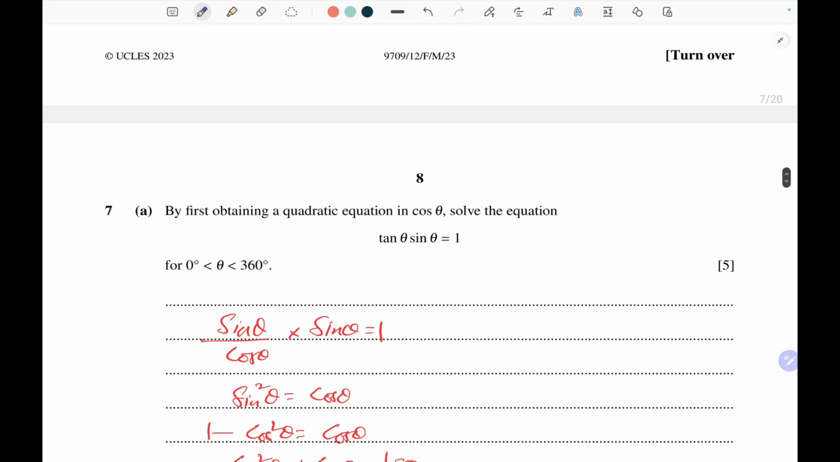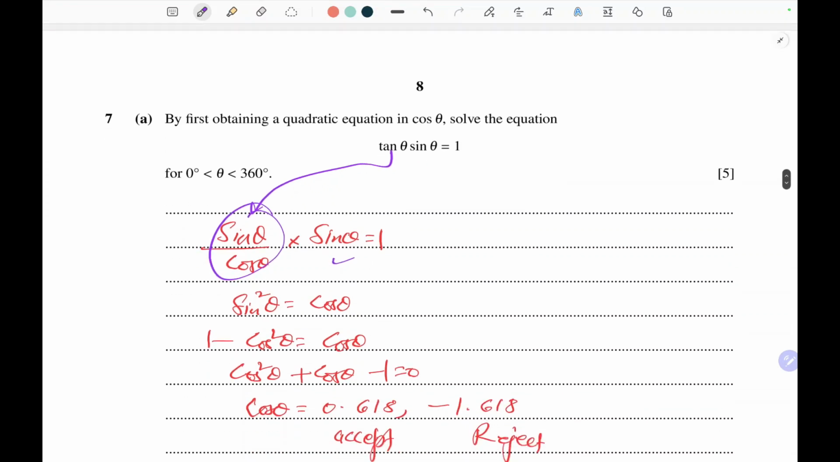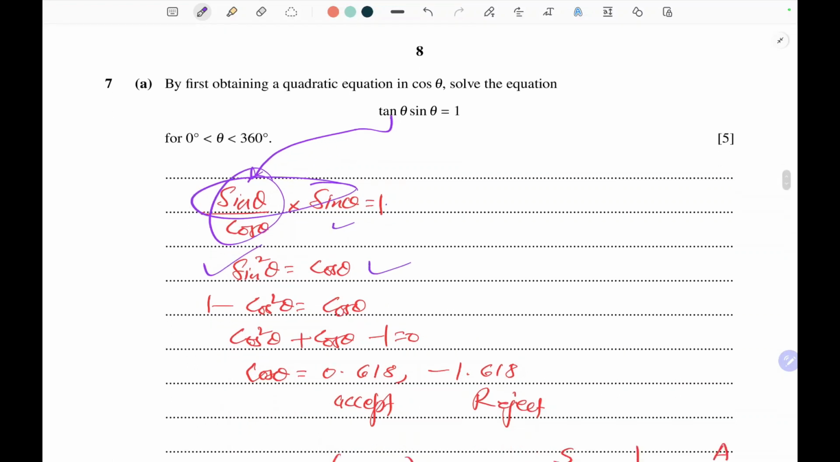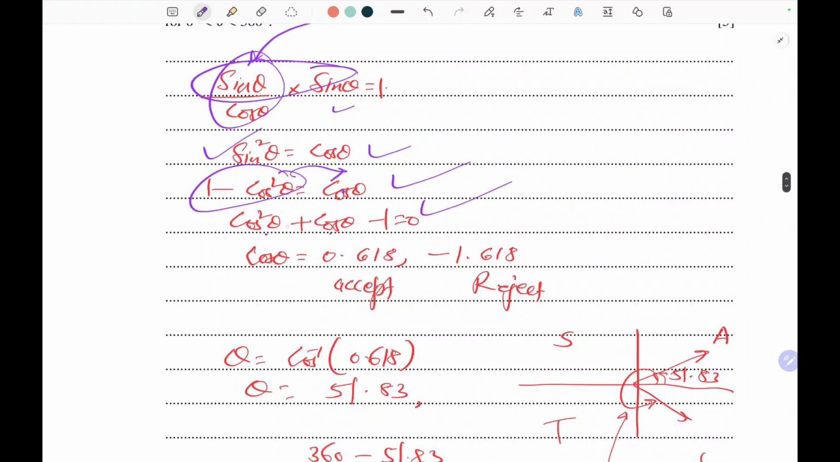Now, by first obtaining a quadratic equation in terms of cos theta, then solve the equation. So this tan we have to write as sine over cos, and then sine times sine is sine squared, and cos times 1, which is cos. Sine squared is 1 minus cos squared, and this is cos. Take cos squared to the right side, which is cos squared theta, then cos theta, and 1 to the right side, which is minus 1. Now this is a quadratic equation in terms of cos theta.